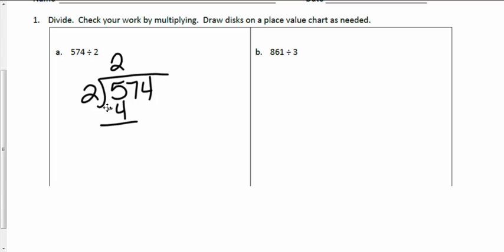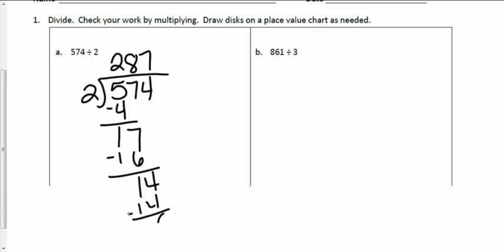And when I subtract, that leaves a remainder of 100. I'm going to take this 100 and add it to the tens. So now I have 17 tens. So I think, what can I multiply times 2 to get as close to 17 as I can? I know that 8 times 2 is 16. And then I have 1 ten left over. I'm going to add this 1 ten to the 4 ones. So now I have 14 ones. I know that 7 times 2 is 14, so I have a remainder of 0.